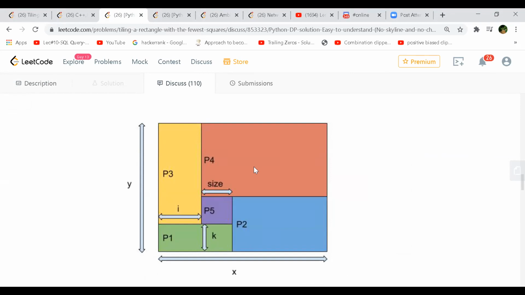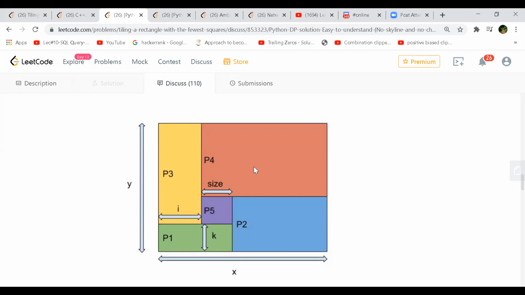Can you explain what you mean, make more sense? Okay, so now they have divided the whole thing into 5 rectangles. Out of the 5 rectangles, P5 is a square, and they maintain that square always. So you can expand the square starting from one dimension all the way to the max, the minimum of y and x.